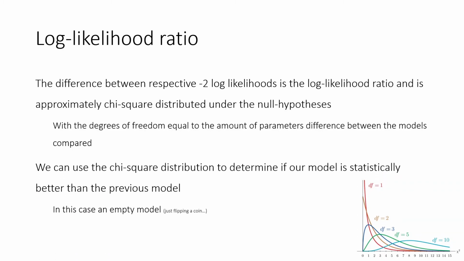And of course, as you may know, we can use this chi-square distribution to determine if our model is statistically better than the previous model, in this case an empty model, which is just as good as flipping a coin. It's a 50-50% chance. So we can just subtract the two -2 log likelihoods, 13.56 minus 5.425, and we can find that that is statistically significant at the 0.05 alpha threshold.